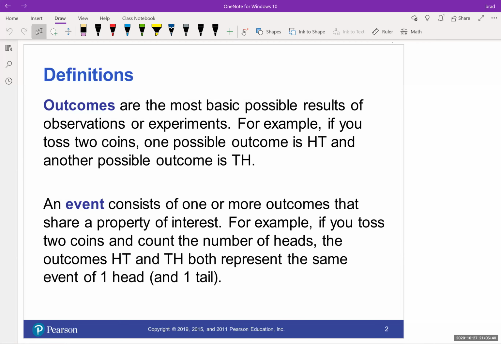An event consists of one or more outcomes that share a property of interest. For example, if you toss two coins and count the number of heads, the outcome heads, tails and tails, heads both represent the same event of one heads and one tail.